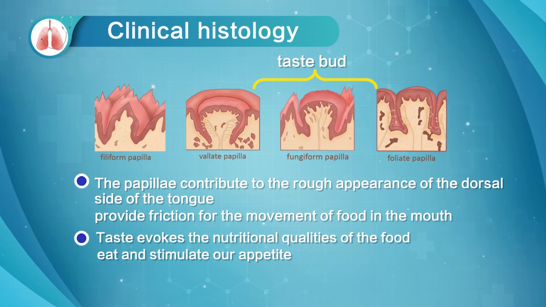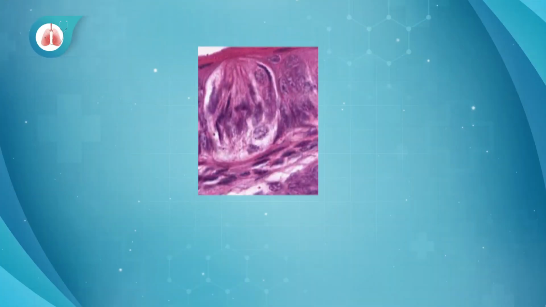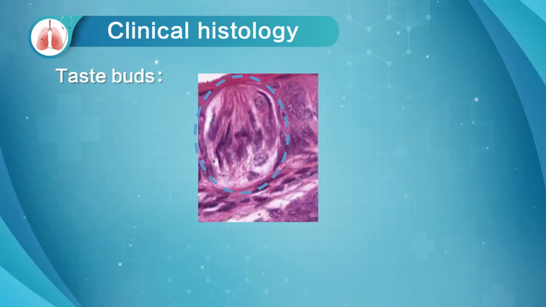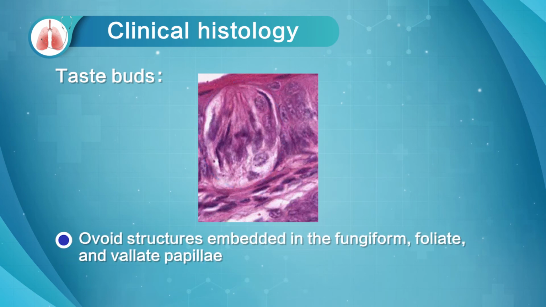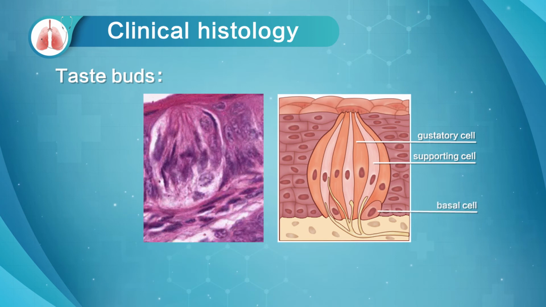Let's see the structure of taste buds under the microscope. Look at this. Taste buds are ovoid structures embedded in the fungiform, foliate, and vallate papillae. About half of the cells in the taste bud are gustatory cells, that is, for taste. Other cells include supportive cells and basal stem cells.